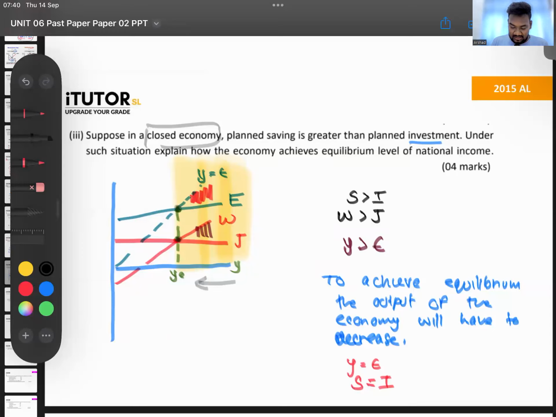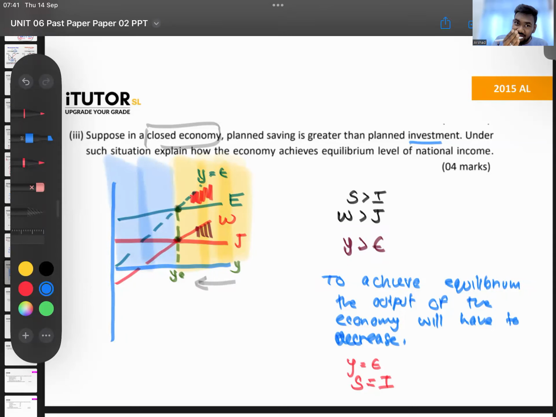Suppose S is greater, then it has to happen the other way, guys. So if investments are greater, then you're on this side of the diagram, no? If investments are greater, I'll try to shade it with another color. You're in the blue shaded area here, where injections are more than withdrawals, or you can say where planned expenditure is greater than the output.